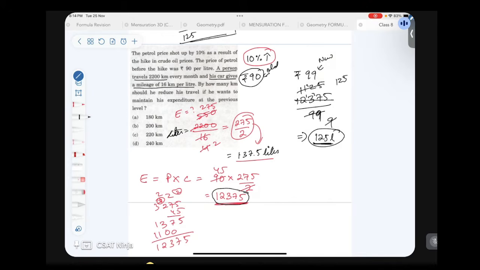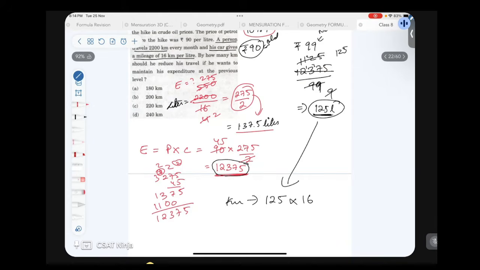So let us check how far can I go? That means the kilometers traveled using 125 liters, how far can I go? The mileage is how much? The mileage is 16. So with 1 liter of petrol, I can travel 16 kilometers. That means 125 liters of petrol can go how many kilometers?